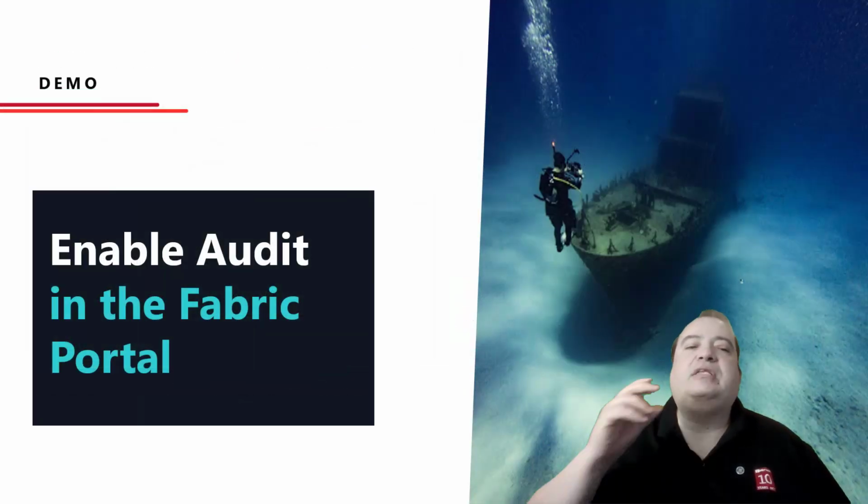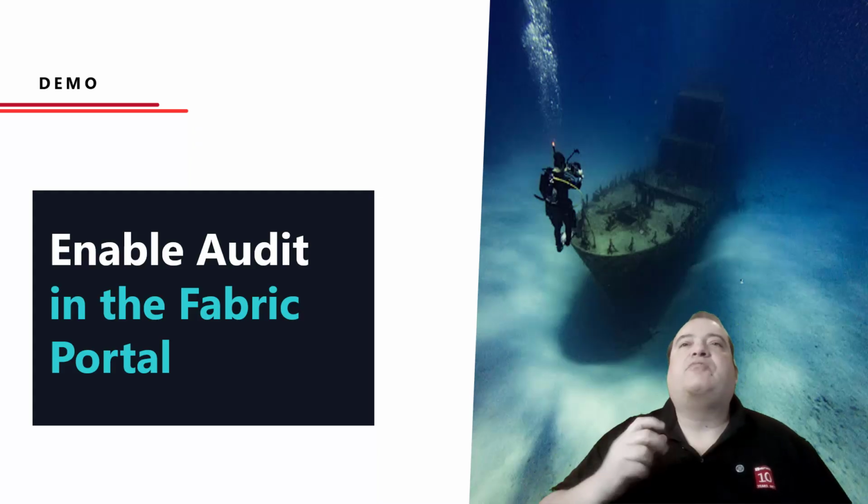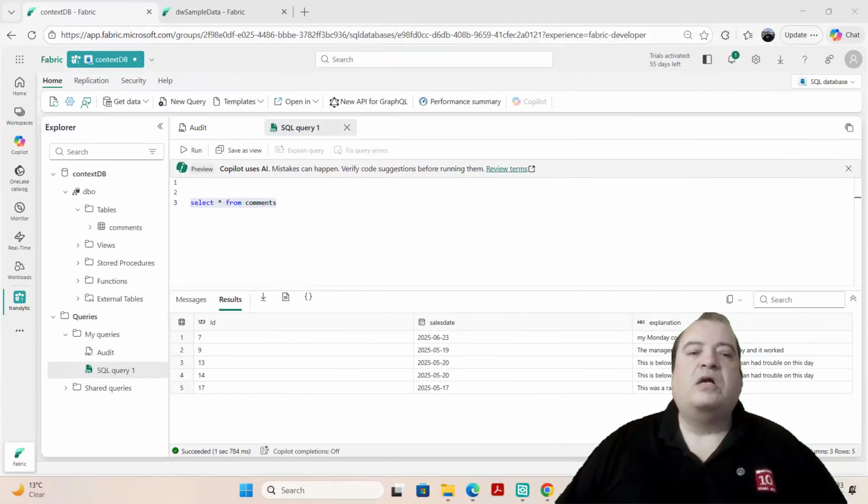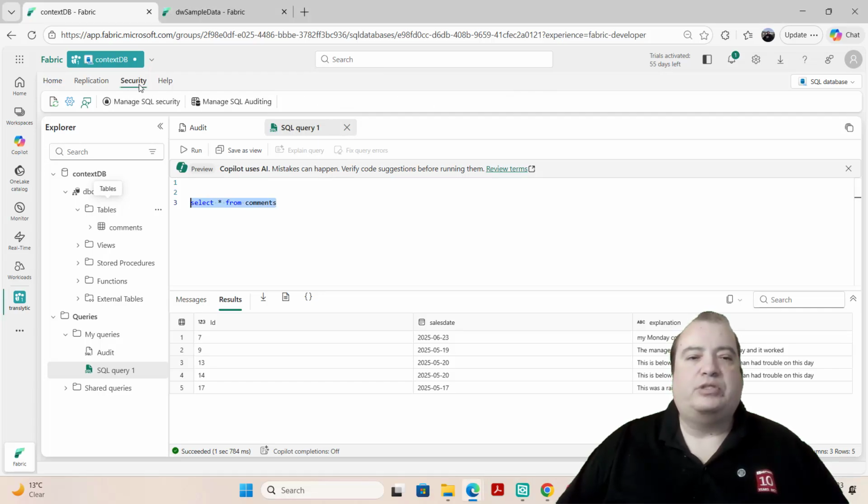Let's see how to enable the audit in a Fabric database. Here we can see a Fabric database. This database has only one table, but it's enough for our example. The audits in Fabric database come enabled by default. We can see them in Security, Manage SQL Auditing.